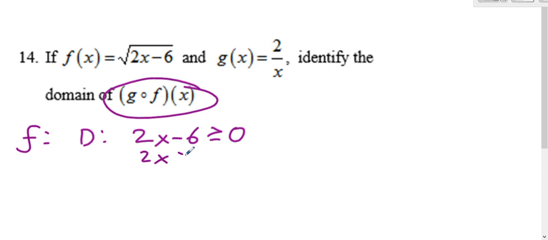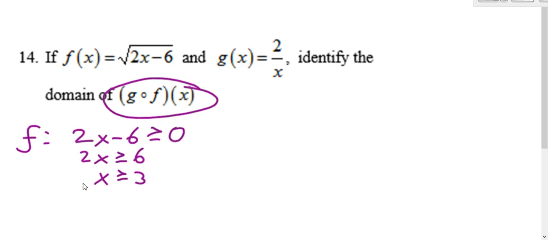So you get 2x greater than or equal to 6. X has to be greater than or equal to 3. We're going to do the same thing, same idea with G. Our restriction on G is you cannot have a 0 in the denominator. So it's like x cannot be equal to 0. The denominator cannot be equal to 0.